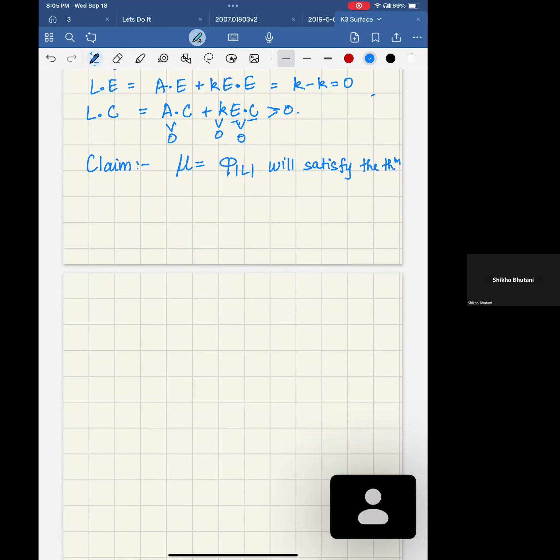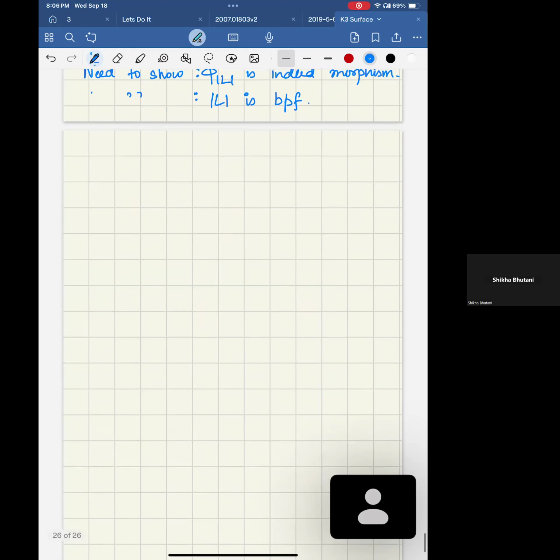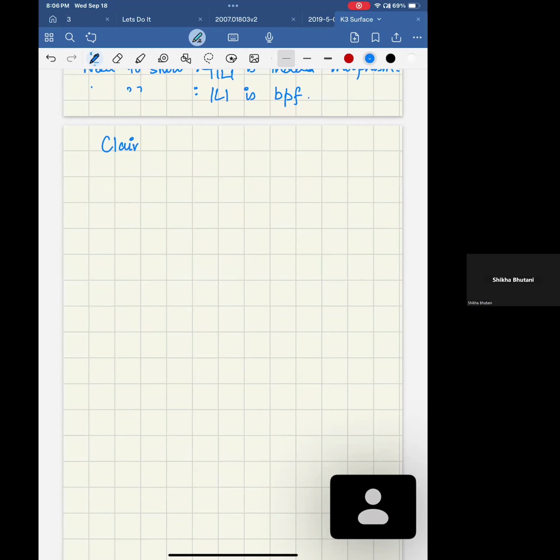So the first thing that we need to show is phi L is indeed a morphism. In other words, what I need to show is L as a linear system is base point free. Okay? In order to show that it is base point free, what I would like to do is make this claim over here, but before the claim, let me just give another definition.